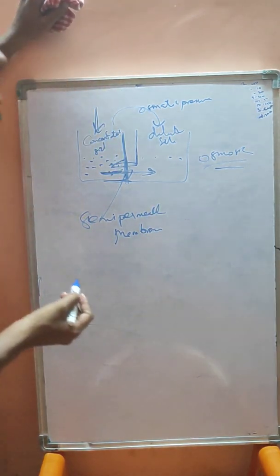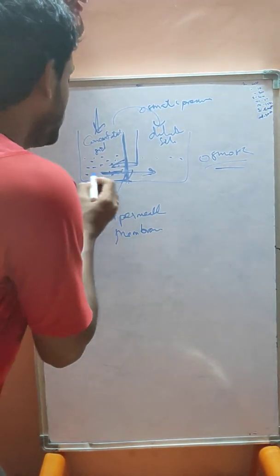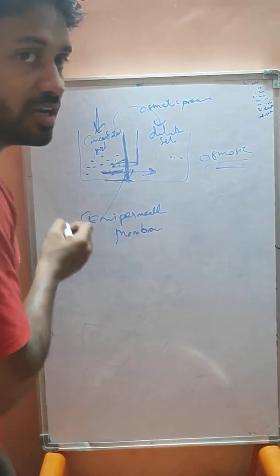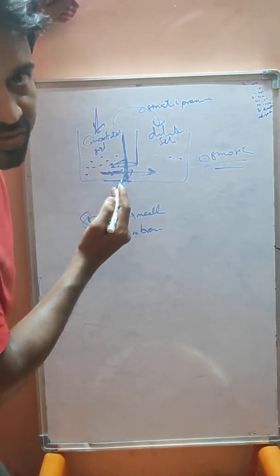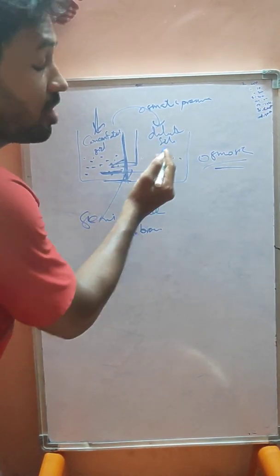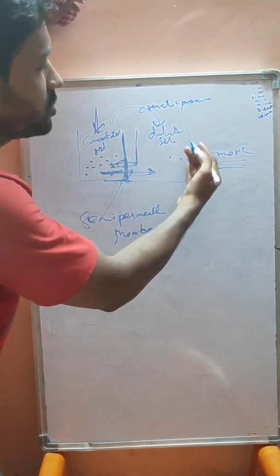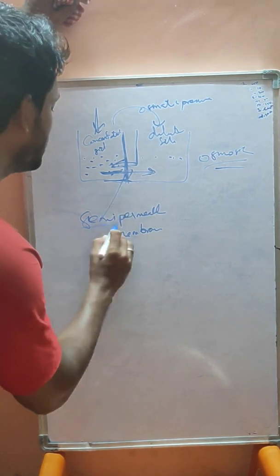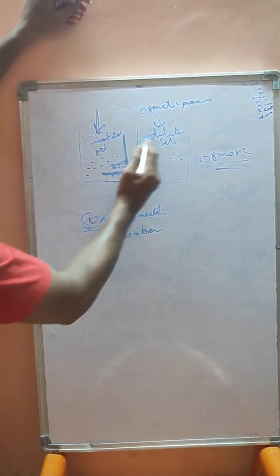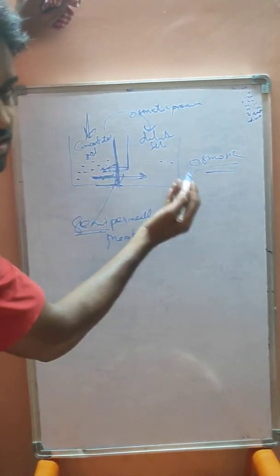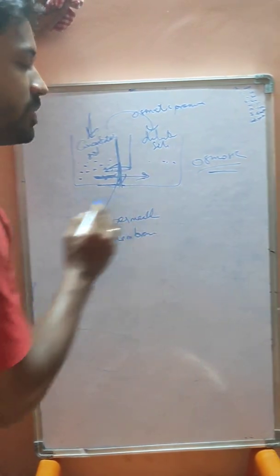Why is it called semi-permeable? Because it does not allow the total concentrated liquid to the other side. It only allows part of the particles, solid or liquid, to the other side. That's why it is called semi-permeable. Only half the portion it is allowing, not the total.